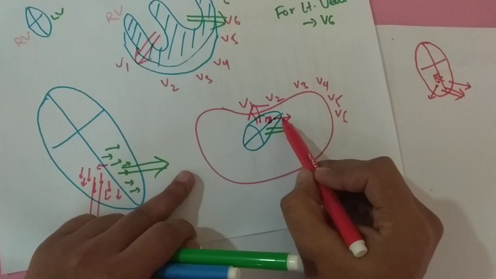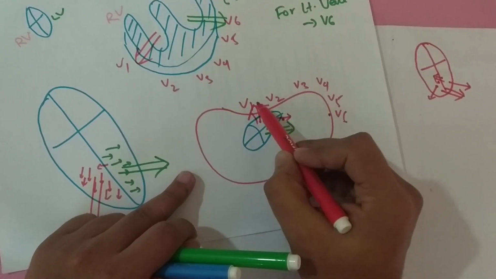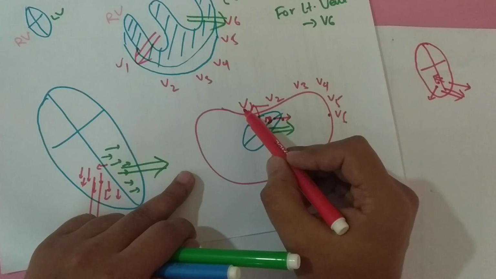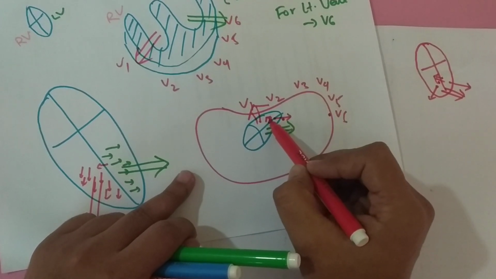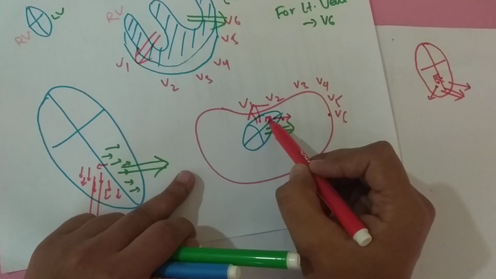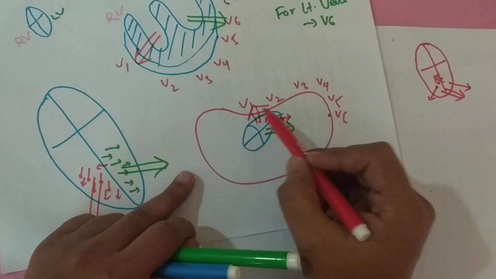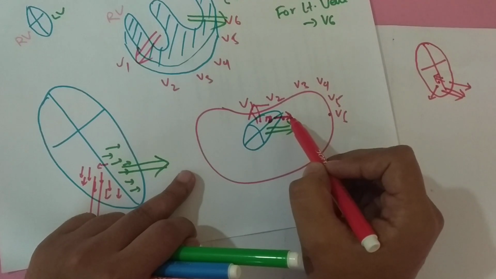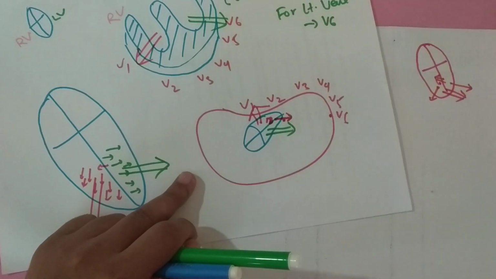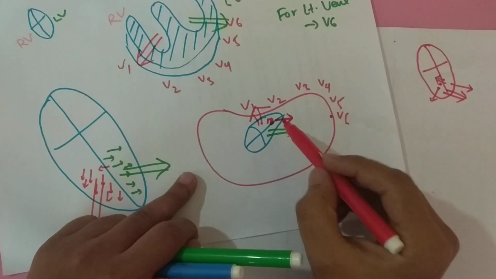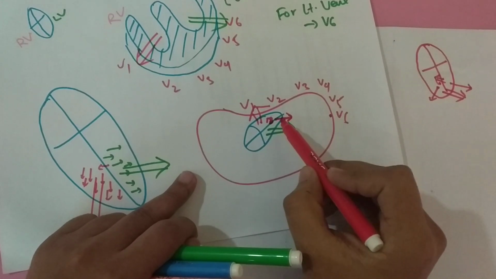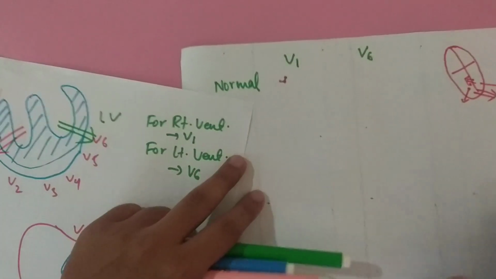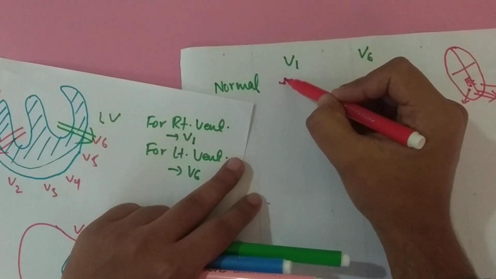This vector is facing towards V6, not towards V1. So V1 will find a negative deflection. If the vector had gone towards V1, same as the septal depolarization, it would be positive. But now the resultant depolarization vector is going towards the left, because the muscle mass of the left is more, so the resultant vector will be shifting away from V1. So you will be having a negative deflection.